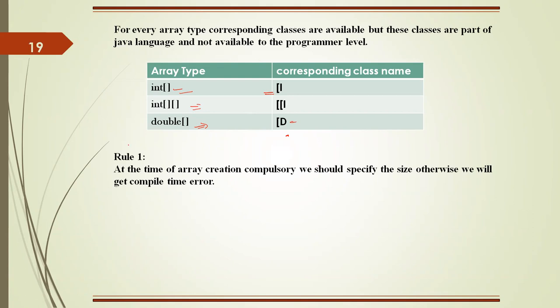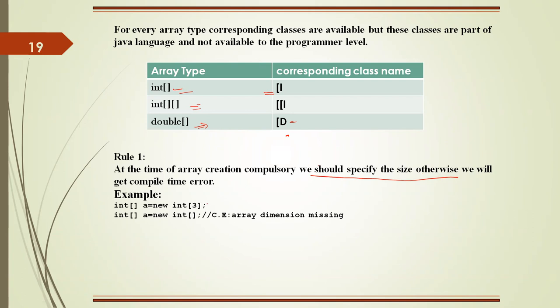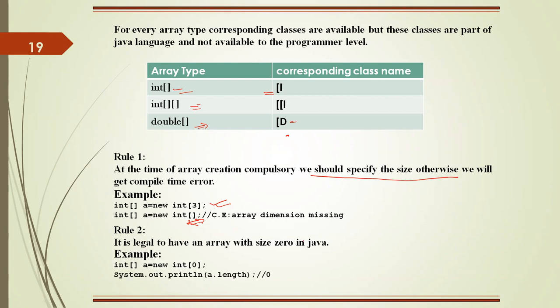So some rules are there in arrays. The first rule is, at the time of array creation, we compulsorily should specify the size. Okay? This is the rule. We should pass the size, otherwise we will get a compile time error. Like that, we will get this error if you pass an empty dimension. Rule number two: it is legal to have an array with size 0 in Java.